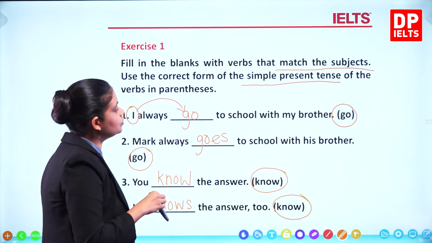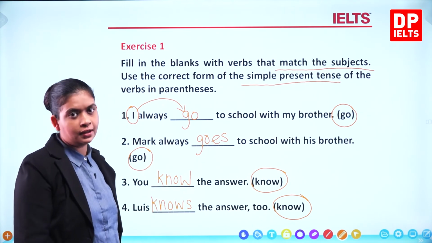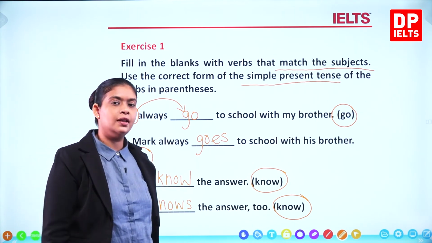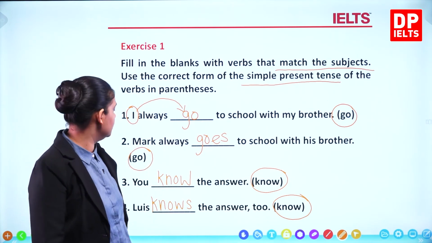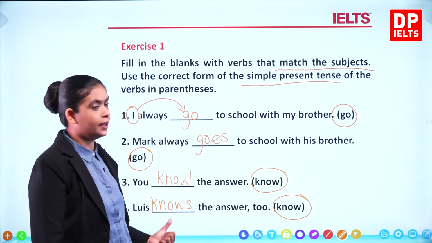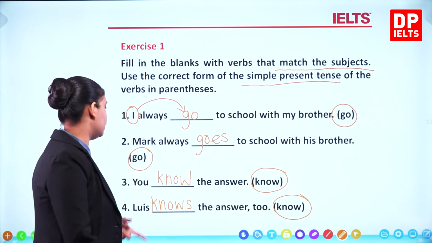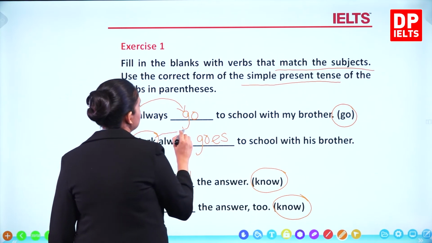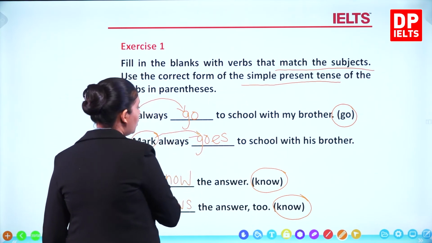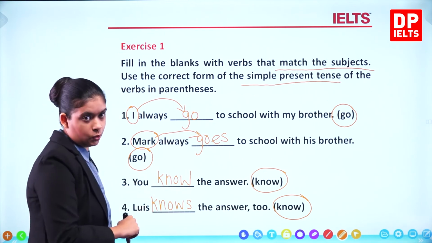Mark always goes to school with his brother. Mark හැමදාම ඉස්කෝලේ යන්නේ සහෝදරයා එක්ක. Right? එතකොට කවුද සහෝදරයා එක්ක හැමදාම යන්නේ? Mark. Mark කියන්නේ එක්කෙනෙක් හින්දා present tense එකේ singular නම් s form එක හින්දා අපි ලියනවා goes.